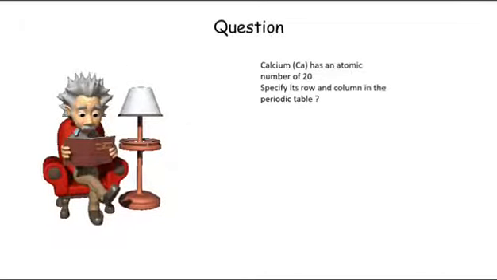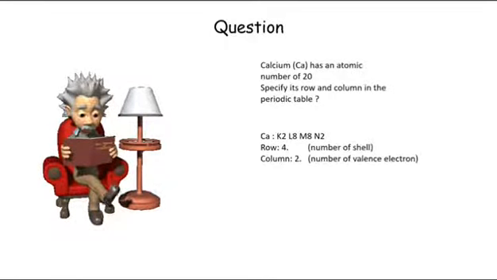Question. Calcium has an atomic number of 20. Specify its row and column in the periodic table. You can pause the video and try to solve it yourself. Start by writing the electron configuration of calcium, which is equal to K2L8M8N2. And the summation of all the electrons in the shells is equal to 20, which is the atomic number of calcium. We may use this electronic configuration to try to sort out the row and column of calcium.